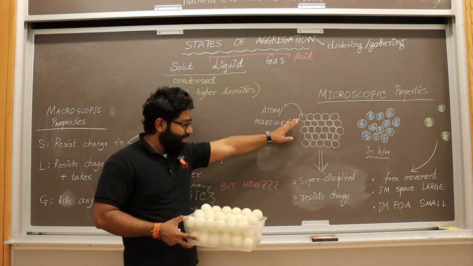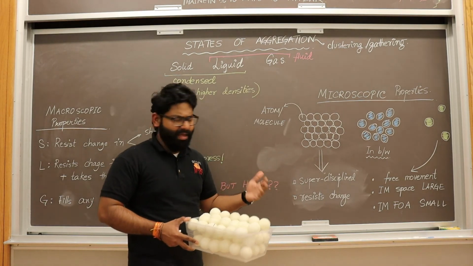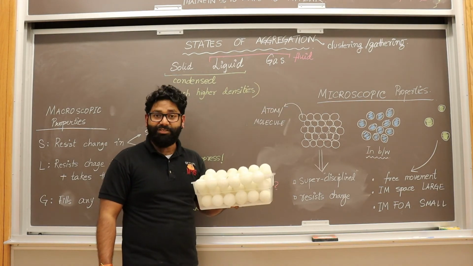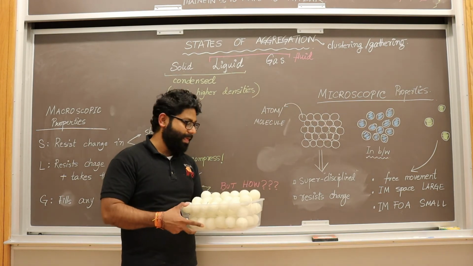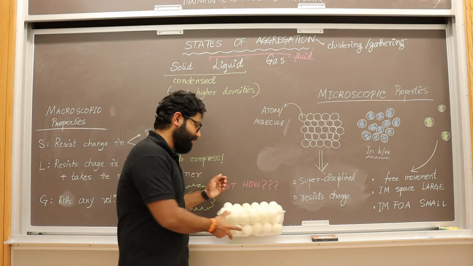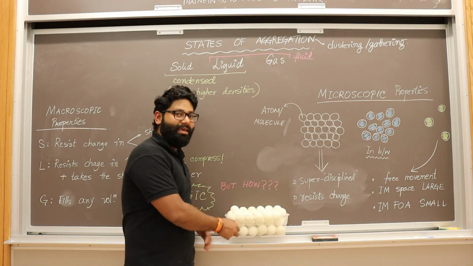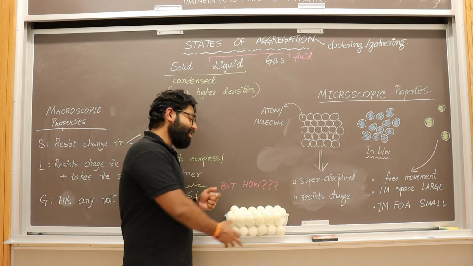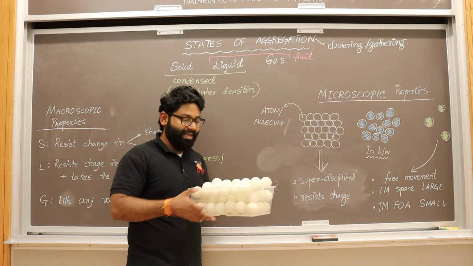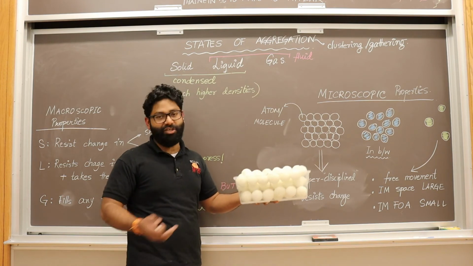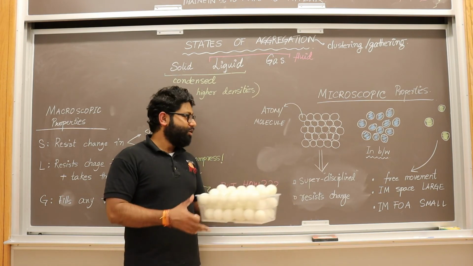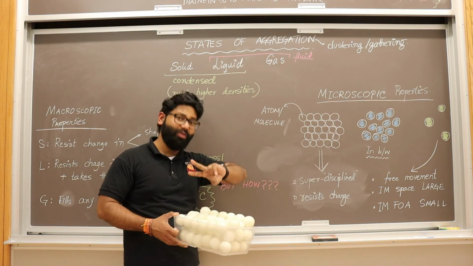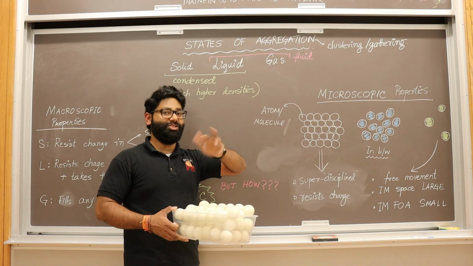So solids are super disciplined, right? They do not change shape. They resist change in shape. Why? Because they're so close together and they don't move. You keep them here, they will stay here, not forever, but you know what I mean. They will stay there for as long as needed, unless an external force is applied. So it is super disciplined and it resists change in both volume and shape.